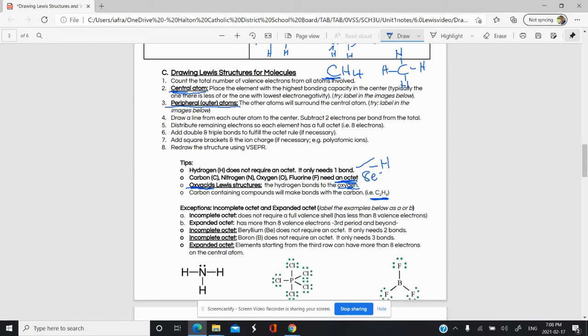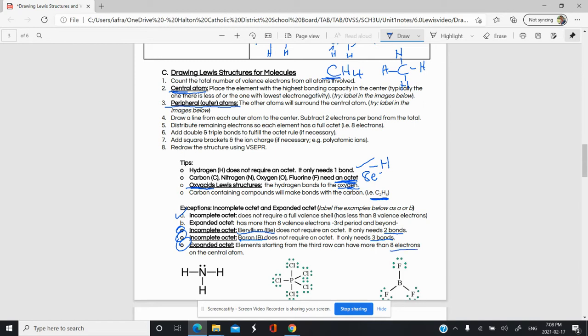You can sometimes have what's called an incomplete octet, where the element actually doesn't need to have a full valence shell. The main exceptions for that are the incomplete octet of beryllium, Be. It only needs 2 bonds, so it doesn't have to have 8 valence electrons. And also the incomplete octet of boron. This only needs 3 bonds, so 6 valence electrons. So these are some exceptions, and we're going to take a look at these examples as well. And there's also some elements that can have actually more than 8 electrons in their valence shell, based on the model of the atom that you're going to learn about in grade 12. So you can have more than 8 electrons in the valence shell.